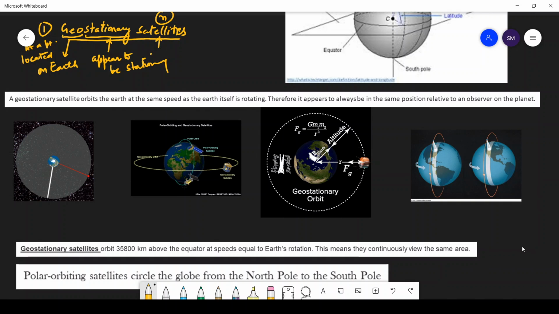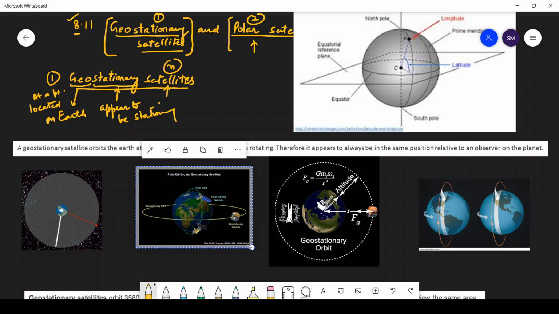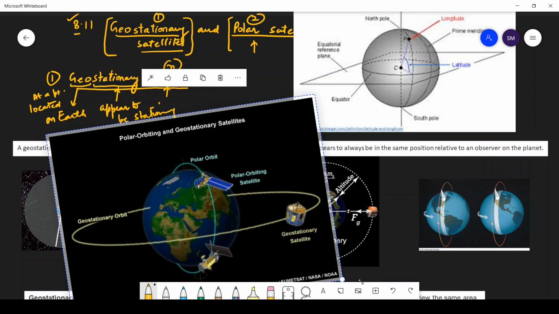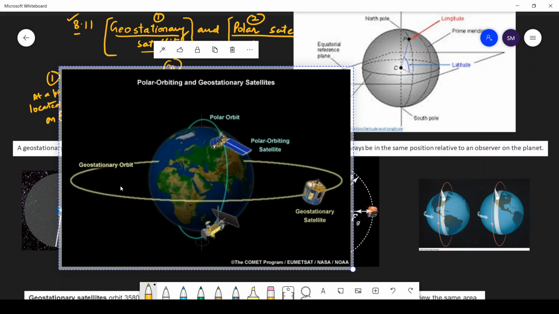Let us look at this figure. You can see in this figure you have this satellite as geostationary satellite and geostationary orbit, and this satellite as polar orbiting satellite or polar satellite, and this orbit is a polar orbit. Okay, because it is passing through the poles.